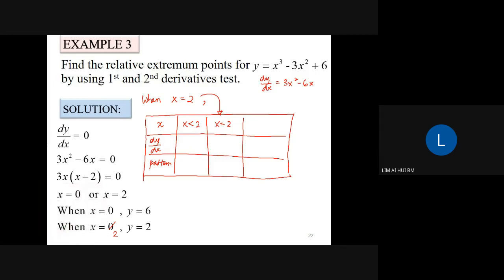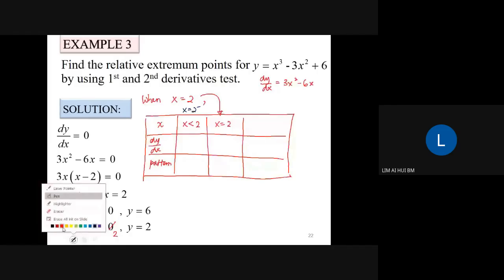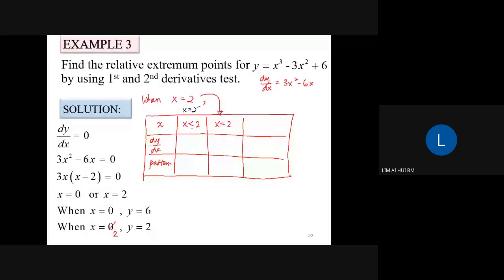write like this. They will write x equals to 2 negative. Apa maksud 2 negative? Sedikit kurang daripada 2. Ataupun saya terus tulis x kurang daripada 2. Tapi kena bear in mind that jangan ganti nilai yang sangat jauh dari 2. Jangan ya. Just ambil 1 ataupun 0 will do. Jangan ambil negatif 100, negatif 50, tak mau macam tu ya.